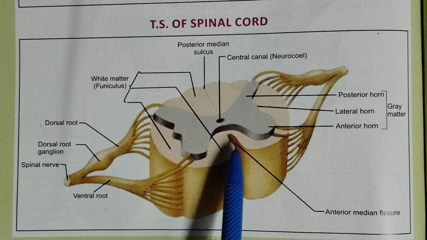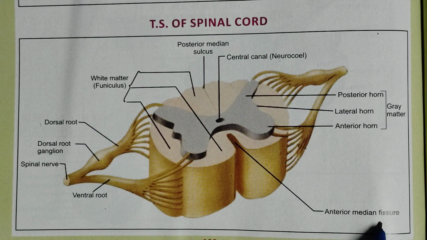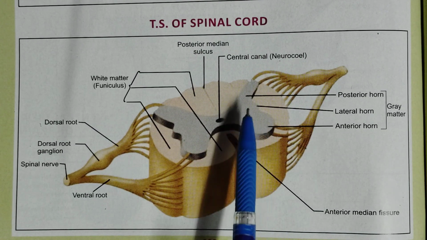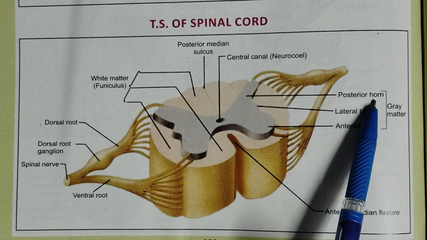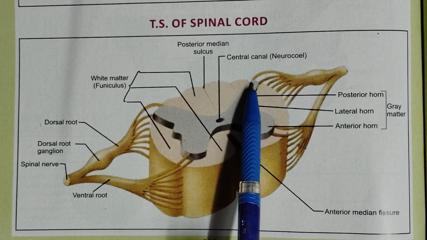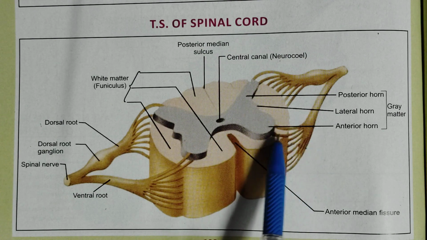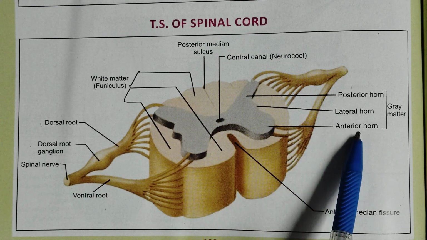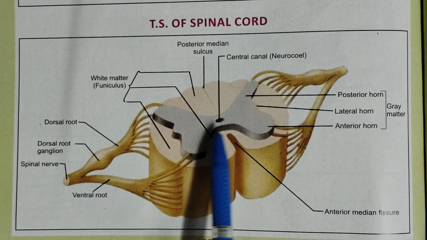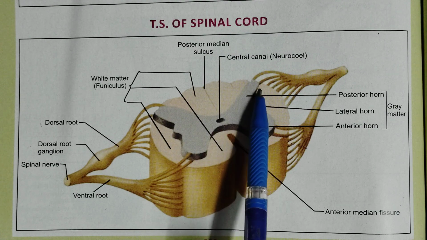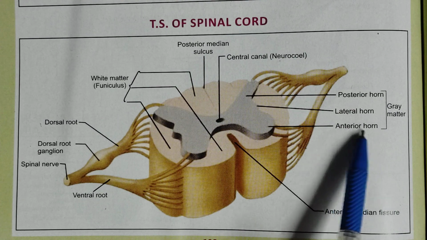This space is called the anterior median fissure. This is the posterior horn, this is the lateral horn, and this is the anterior horn. All three, posterior horn, lateral horn and anterior horn, form the gray matter, because it is gray in color.